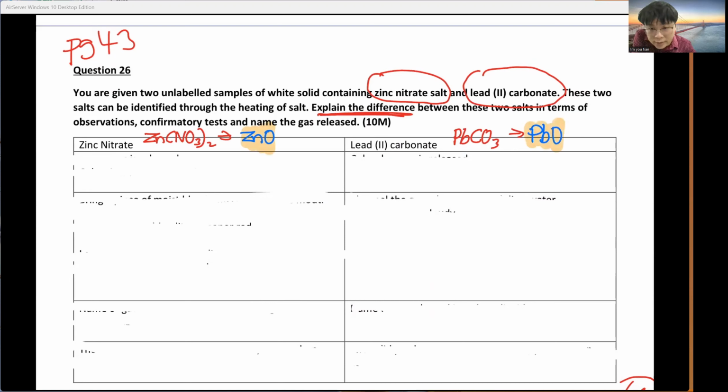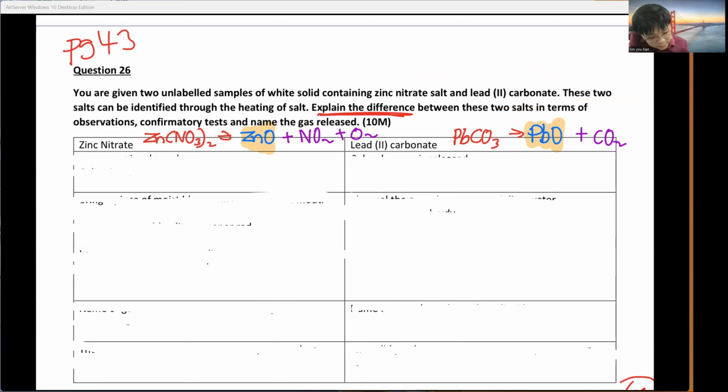The gas produced is very simple. CO3, you will get CO2. Then the NO3 gives you two gases, NO2 and O2. Very simple and direct question. So now you check one by one.